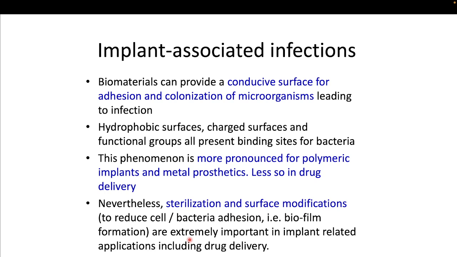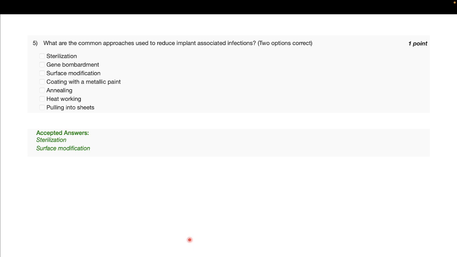So as we were talking about these implant associated infections, the best way of preventing them is to sterilize whatever you are putting into the patient's body. It might not always be possible to do so, but in case sterilization is not possible, you always have the option of surface modification. These are not 100% foolproof methods of reducing implant associated infections, but they are some of the ways in which you can minimize the infections. So it's sterilization and surface modification.